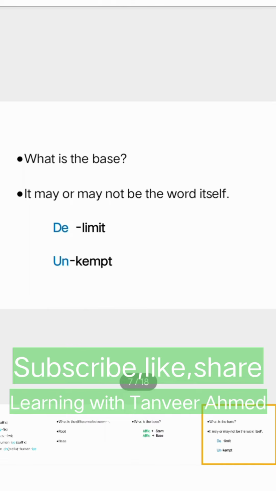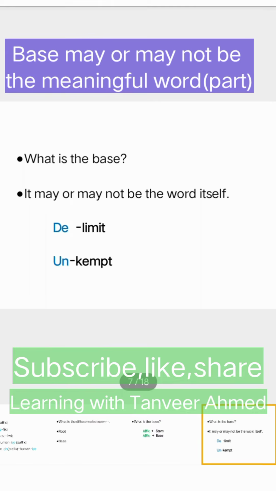And "unkempt". Though in the first example, "limit" is the meaningful word and "kempt" is not a meaningful word, though it's taken here as a base. So the base is what takes affixes with itself. It becomes base.